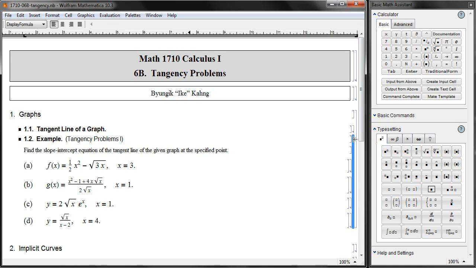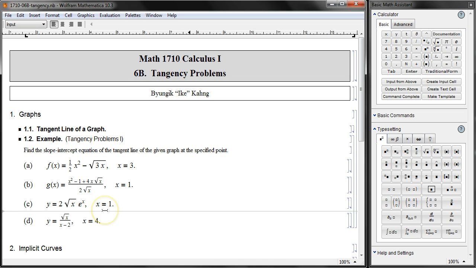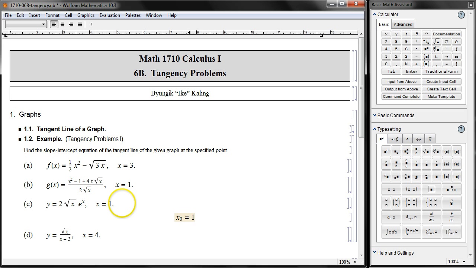Well, let's go to one example, just one example. There are many, but they're all reviews, so let's do it as quickly as possible. Let's take this problem for instance. Okay, x naught is equal to 1, so what is y naught? Just this function evaluated at x equals 1. So plug in 1 here, plug in 1 here. So what do you get? Square root of 1 is 1, so we get just 2. E to the 1 is e, so we have 2e.